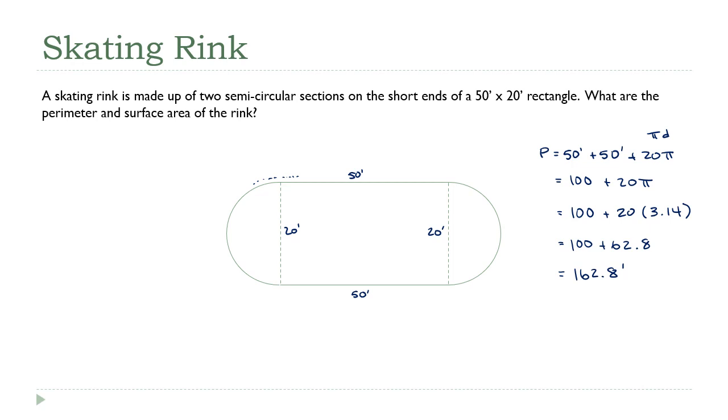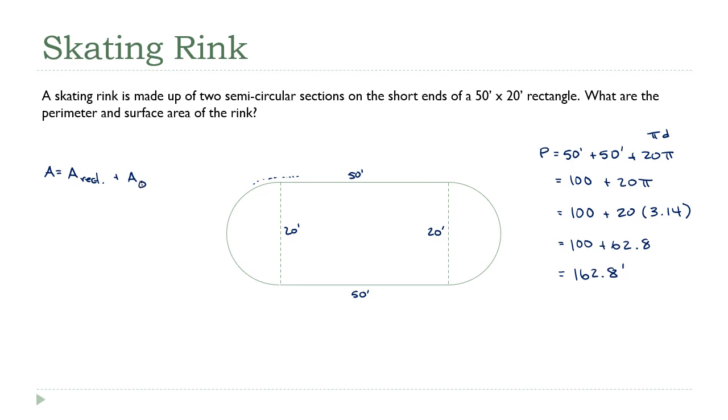All right, so how about the surface area? Right, an important question. If you're thinking about how much water it's going to take, for example, to fill this up, and then you freeze it over and people can go skating. So we're going to do the same thing with the area. The area is equal to the area of the rectangular part plus the area of the two circular parts.